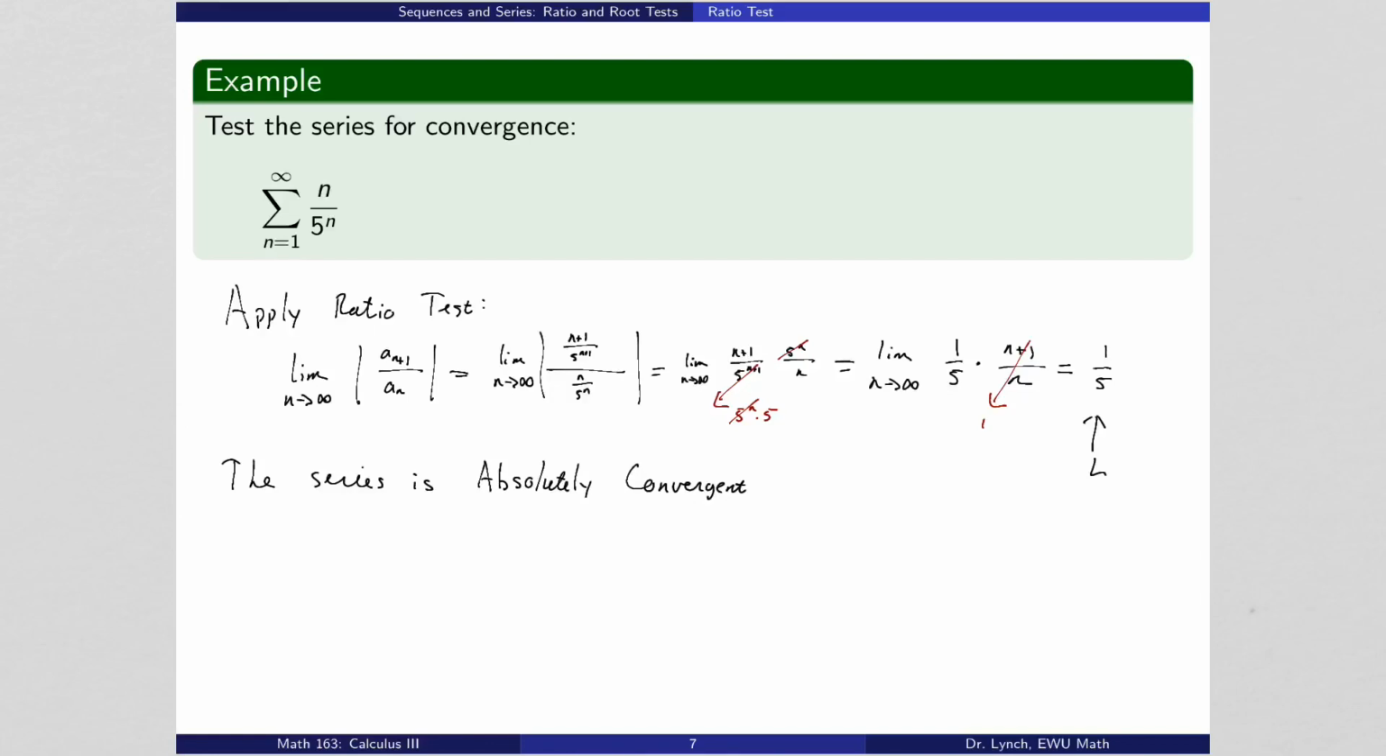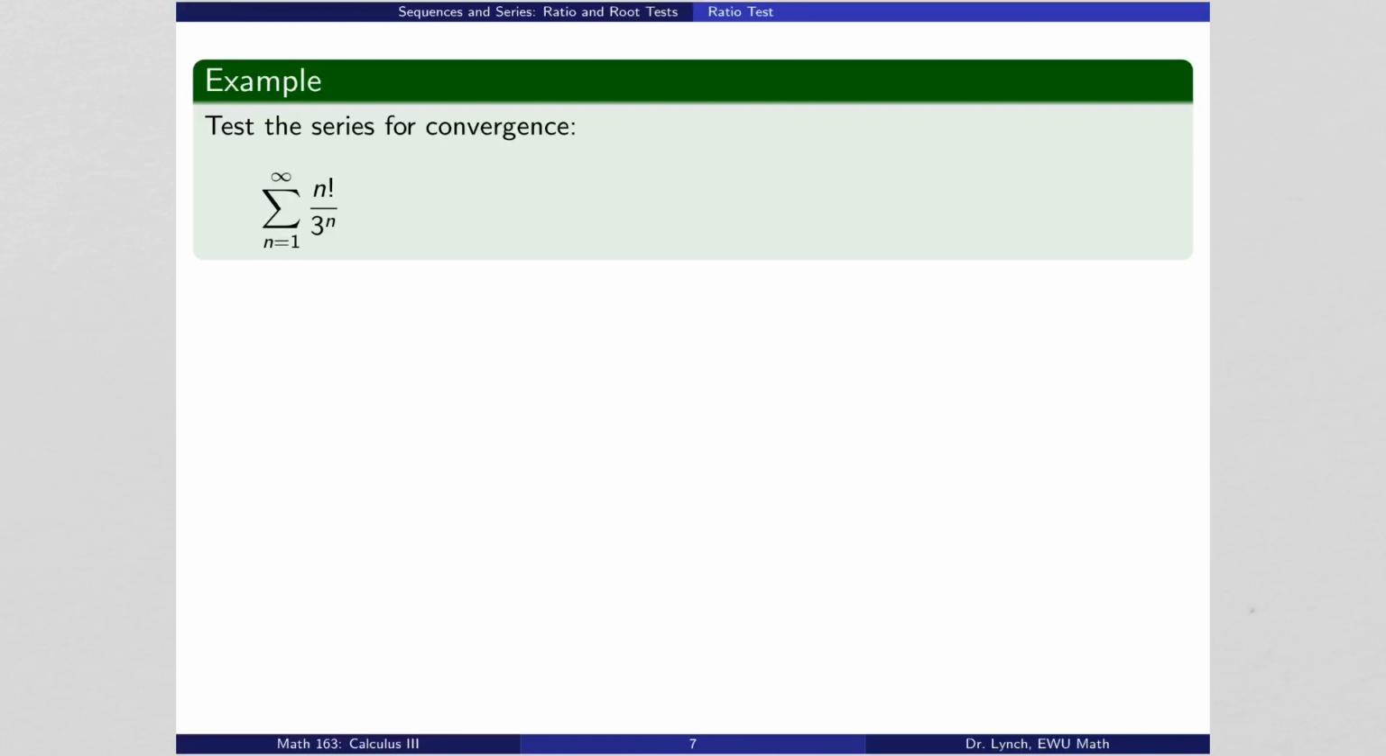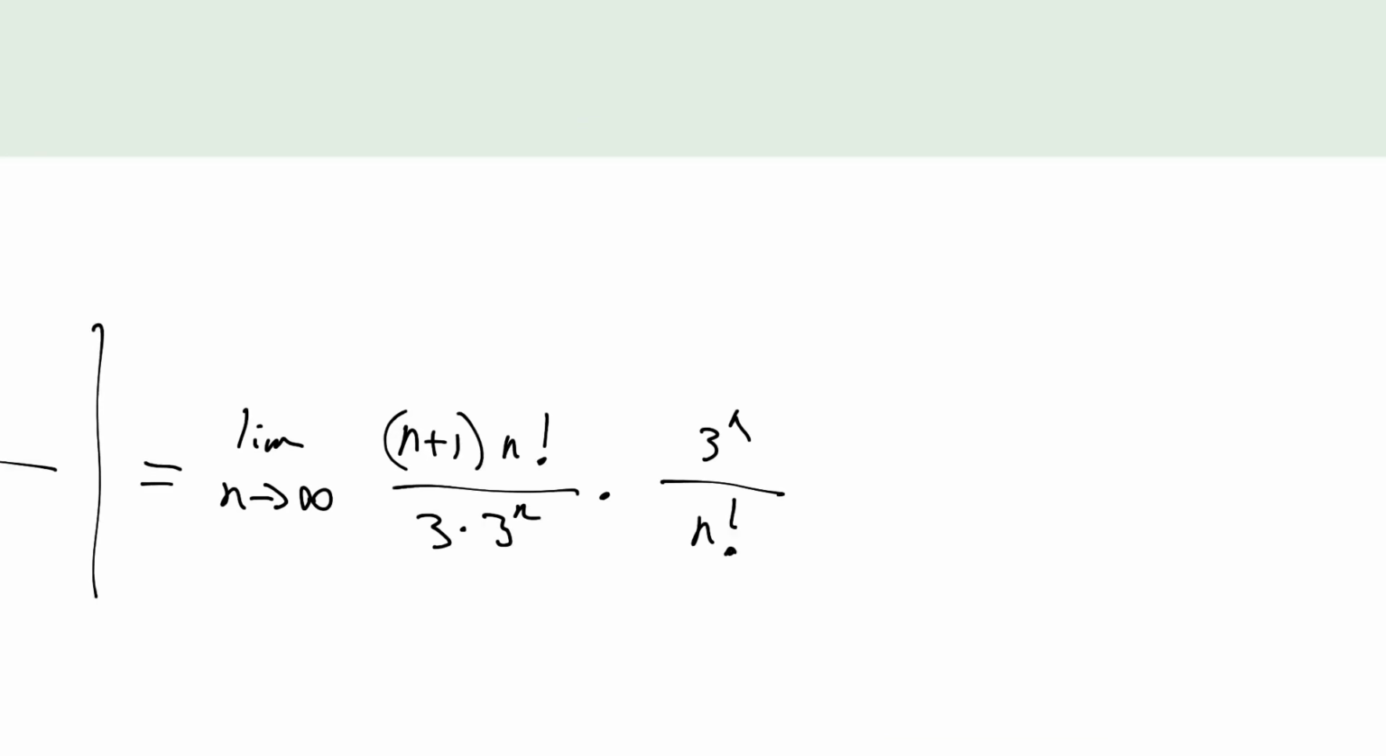Okay, another example illustrating use of the ratio test. Let's have a look at the series sum n equals 1 to infinity of n factorial divided by 3 to the n. So again, we'll start off by applying the ratio test, which looks at the limit as n goes to infinity of the absolute value of consecutive terms in the series, a sub n plus 1 over a sub n.